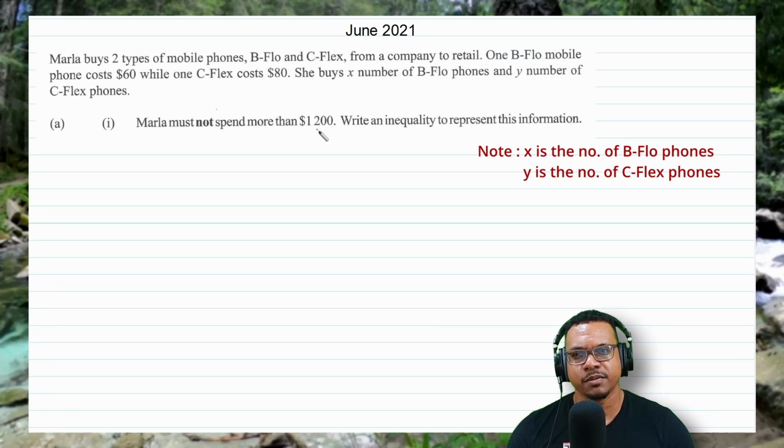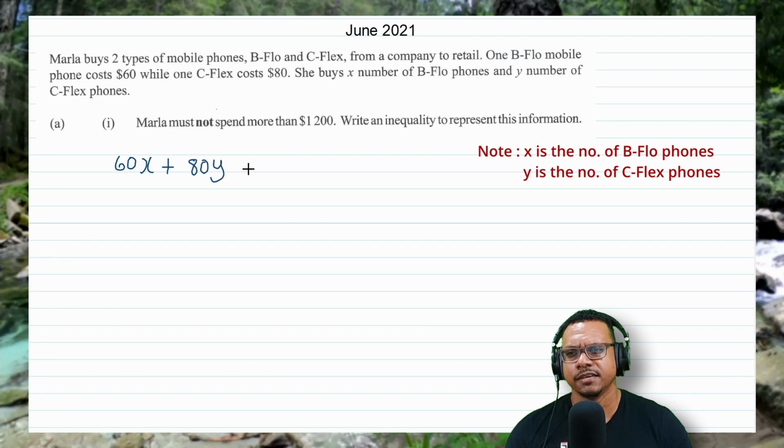Now, if she must not spend more than $1,200, that means she must spend less than or equal to $1,200, then the total cost for the B-Flow, which is the 60X, and the total cost for the C-Flex, which is the 80Y, must be less than or equal to 1,200. All right, so we have 60X plus 80Y must be less than or equal to 1,200. And that will be our inequality.